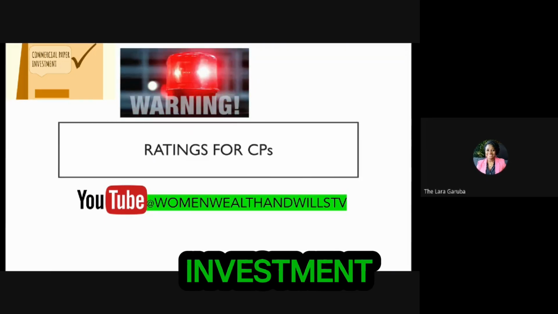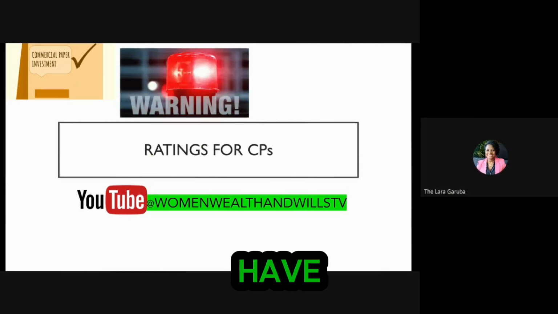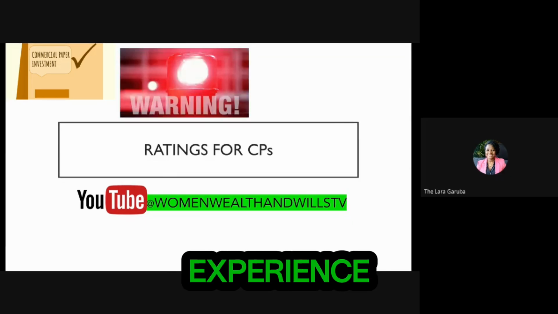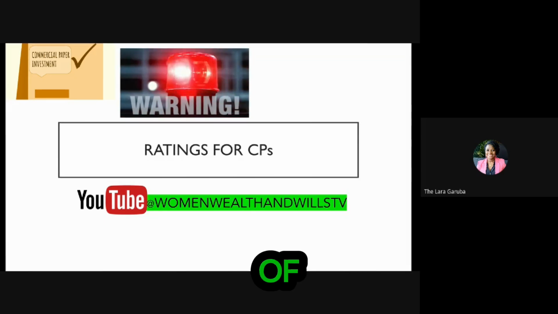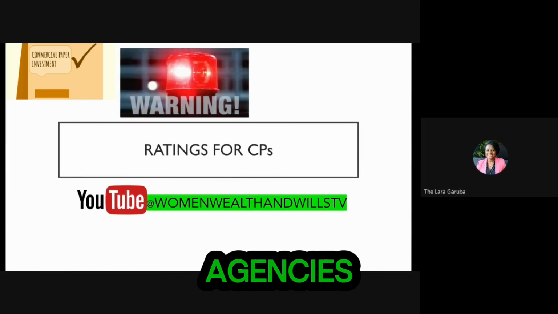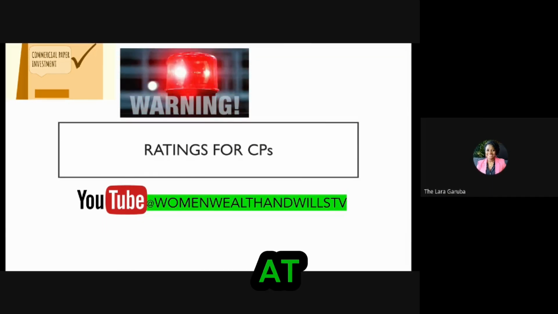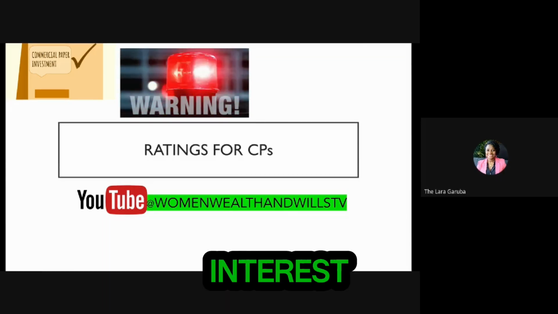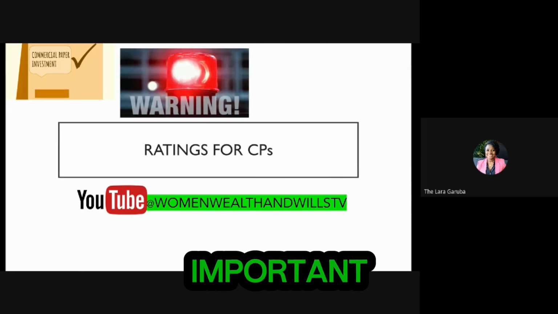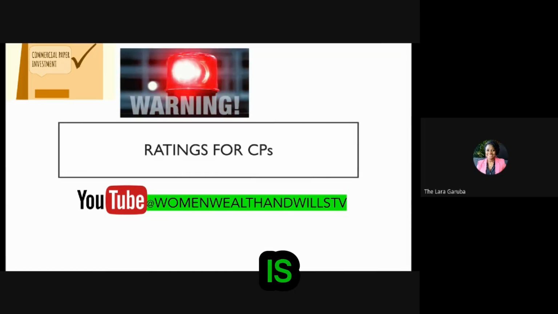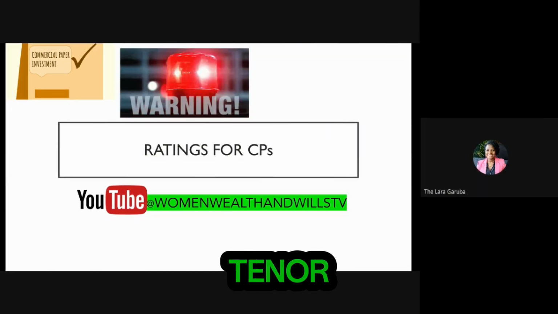informed investment decision. I have seen CPs in my experience that were issued without even a rating from any of these reputable agencies. And people just jump at it because you see, oh, they will offer you 30% interest. Ratings is very important for commercial papers. That is what we assure you that you will get your money back at the end of the term.